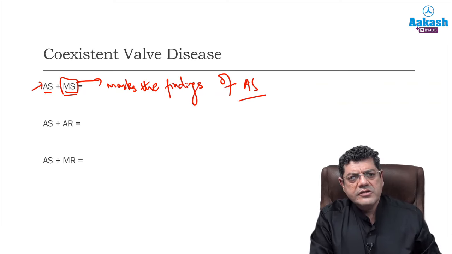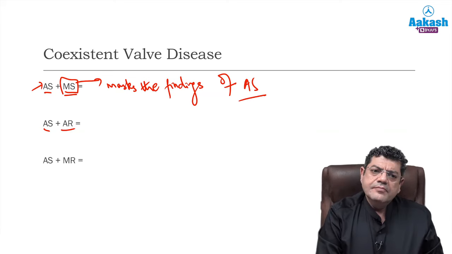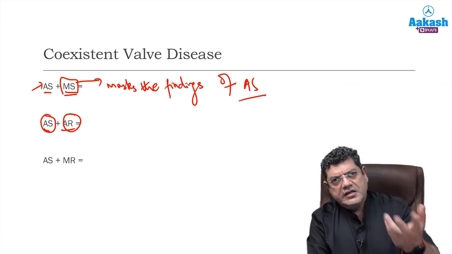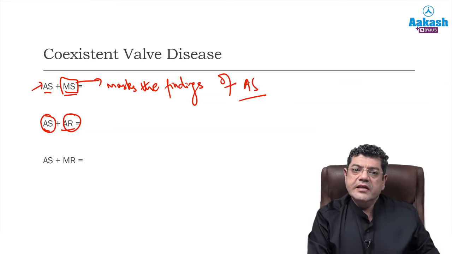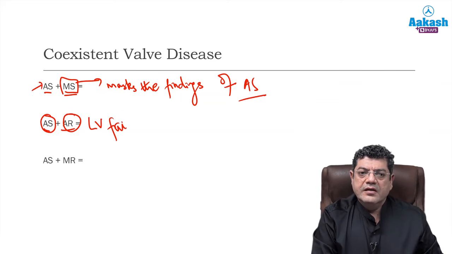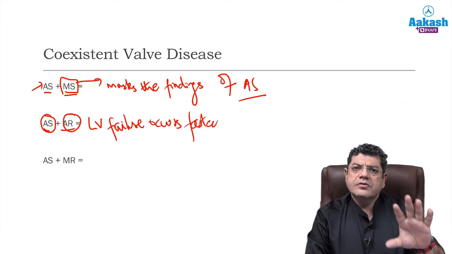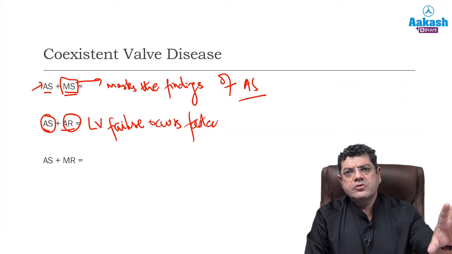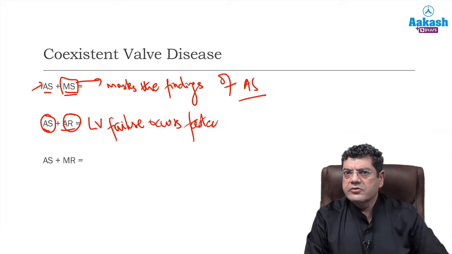So it masks the findings and severity of aortic stenosis. If AS and AR coexist, as is often the case, then AS is only a pressure overload. Aortic regurgitation, which we discuss next, is both a volume and a pressure overload. So LV failure occurs faster, right? Based on the appearance and progression of symptoms, it's also possible to decide whether stenosis is the more prominent lesion or regurgitation is the more prominent lesion. I'll describe that when I describe aortic regurgitation.